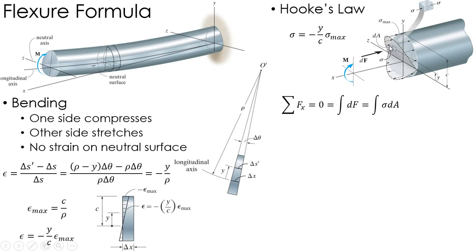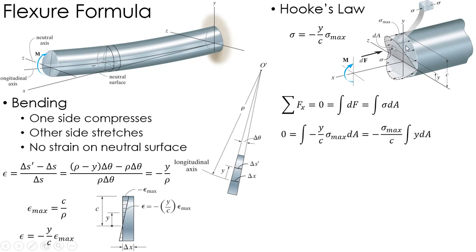I'm going to look at a tiny little element dA here, and the force on dA is just going to be the stress times that dA, and that's what dF equals. Okay, and for static equilibrium to occur, the sum of all of these forces, therefore the integral, has to equal 0. Okay, well, I know stress is y over c times sigma max times dA. Okay, and what I have here is sigma max and c. Those are both constants. c is, again, the maximum distance away from the neutral axis. And sigma max is also a constant.